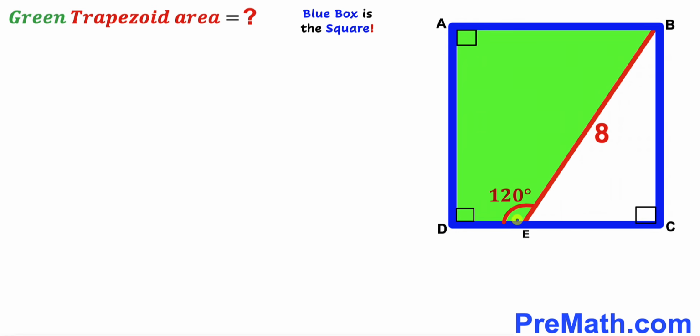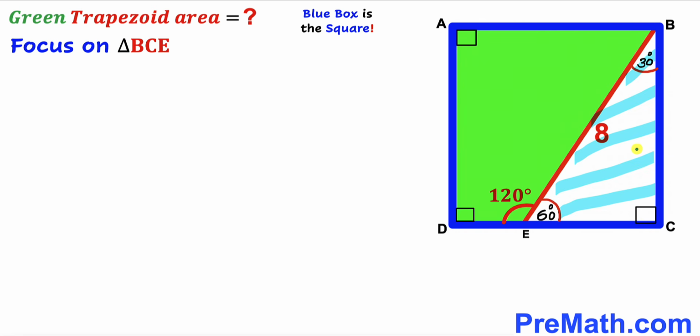Now let's make an observation. This whole straight angle is 180 degrees, and we know this angle is 120 degrees. So this remaining angle has got to be 60 degrees. Now we focus on this right triangle BCE. The sum of the interior angles in a triangle is always 180 degrees. We know this angle is 60 degrees and this angle is 90 degrees, so this angle has got to be 30 degrees.